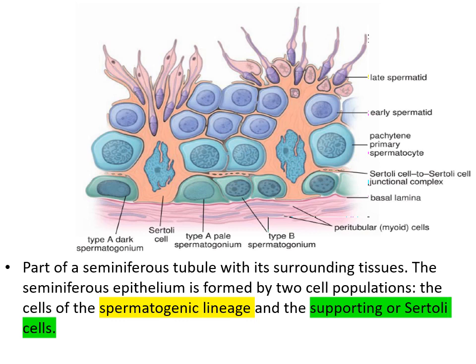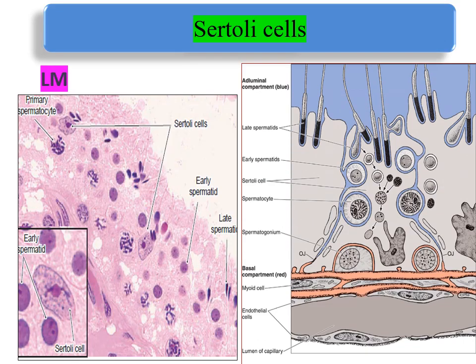Again, we have said that the seminiferous tubule is formed of the spermatogenic lineage, which we discussed, and then we have the Sertoli cell. The Sertoli cell is the main supporting cell present in the seminiferous tubule. It forms the Sertoli to Sertoli junctions, and it also forms Sertoli to spermatid junctions, which are released when the sperms are released into the lumen of the seminiferous tubule.